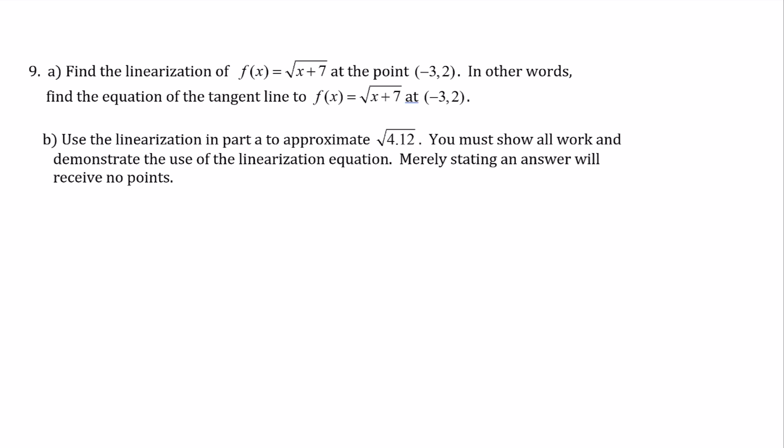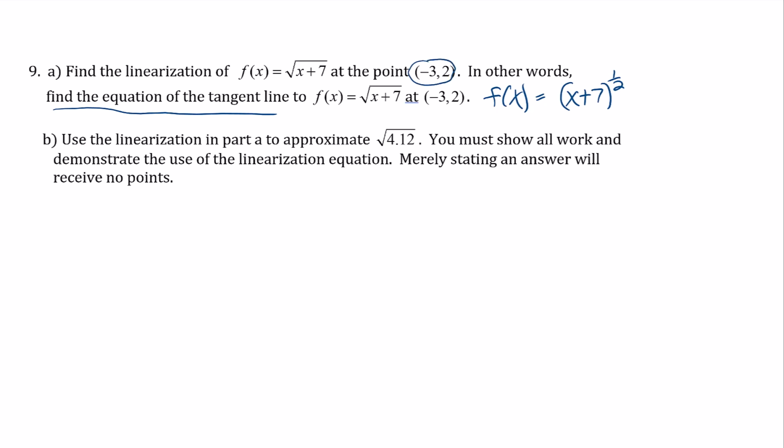We want to find the linearization of f of x equals square root of x plus 7 at the point -3, 2. Linearization just means find the equation of the tangent line. So our function, we're going to write it as 1/2 power instead of in radical form, so we can think about taking the derivative. To do the linearization, we need to know the slope of the line, and we already have the point we want on the line.